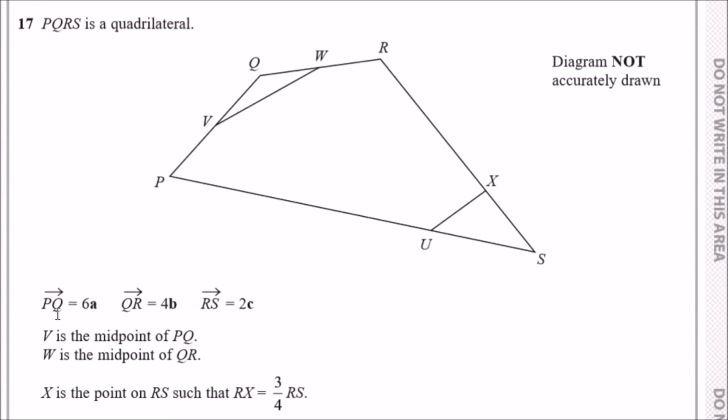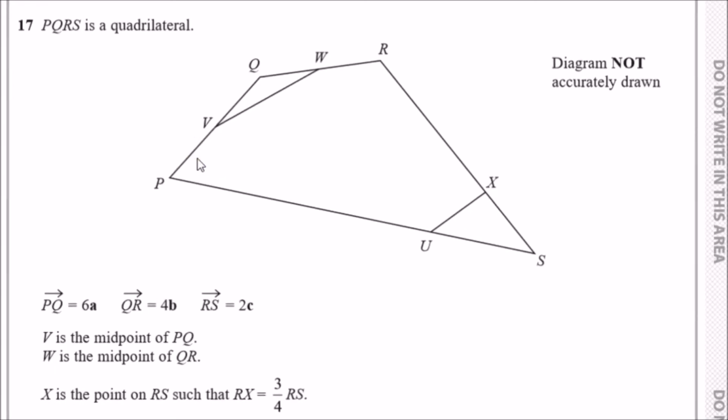So P to Q is 6a, meaning this would be 3a because it's half, and this is 3a. So remember, vectors are measured by the same direction. And Q to R is 4b, so this must be 2b and 2b. And what else do we know?